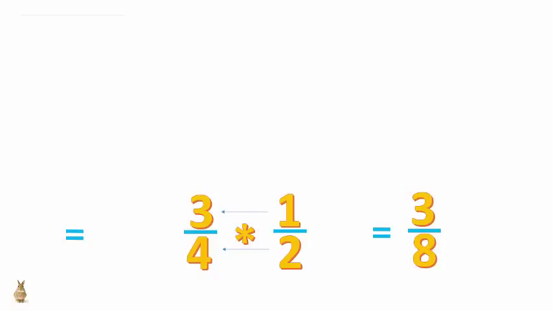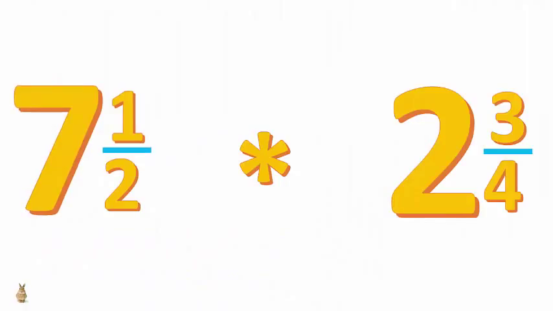So when you multiply by whole numbers, fractions get bigger. When you multiply by fractions, fractions get smaller. 3/8 is smaller than 3/4. Okay, let's move on.